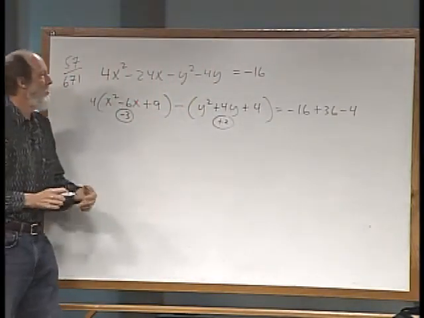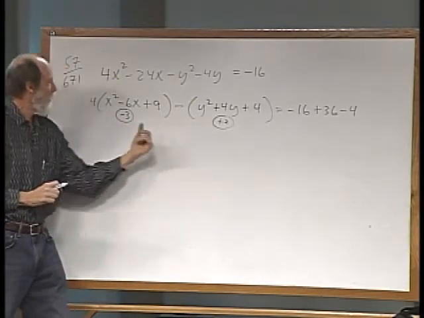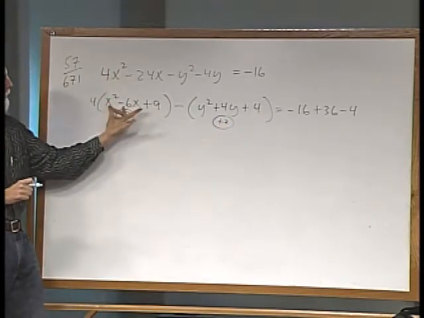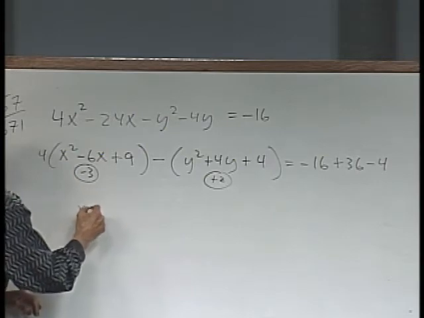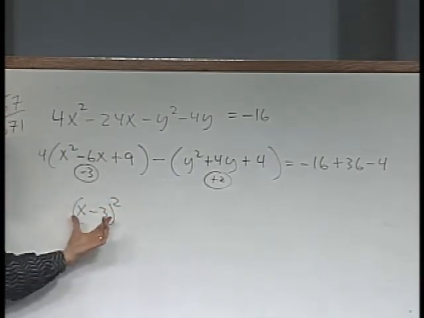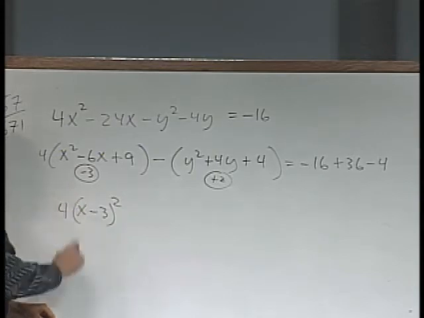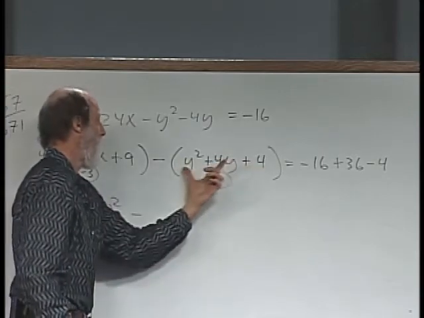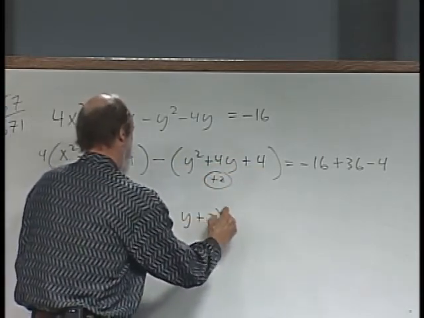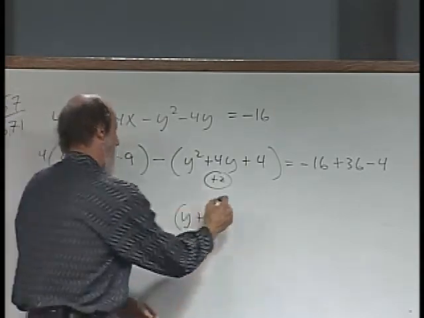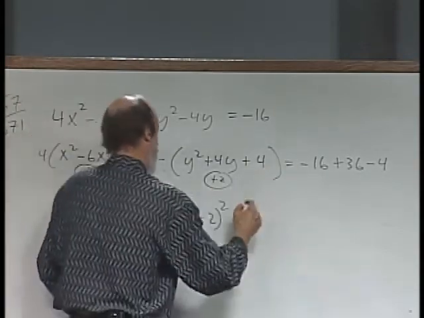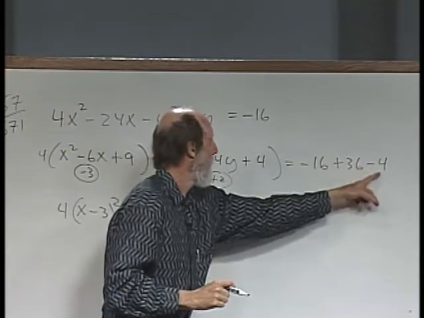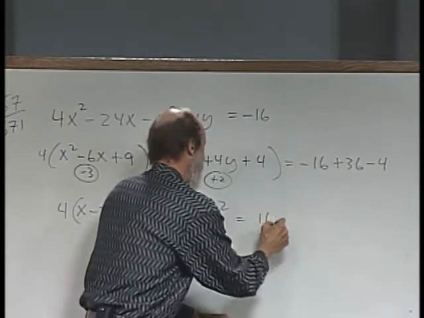Okay. Now, the reason I wrote these down and circled them was so that we could see what we were squaring. And then also, this trinomial now is x minus 3 quantity squared. It turns it into a binomial square. Don't forget the 4 out front. Subtracting, similarly here, this trinomial now is tucked down into a y plus 2 binomial square, and that's equal to the number we have on the right, which is taking 20 away from 36 is 16.